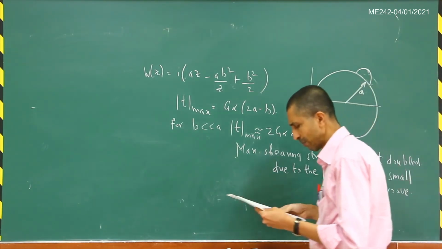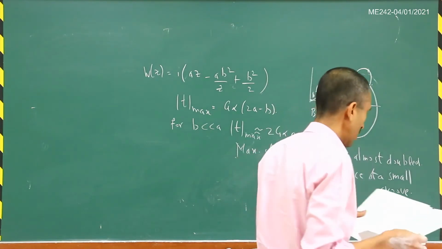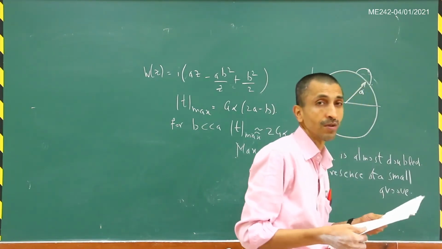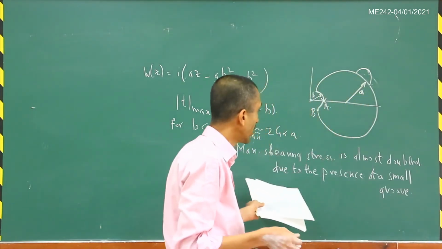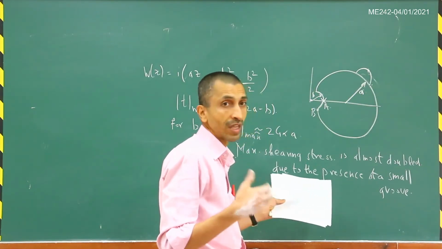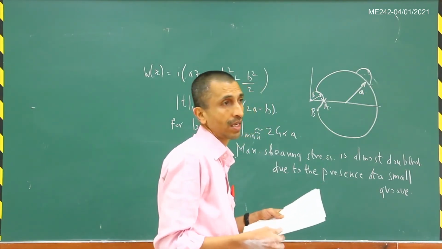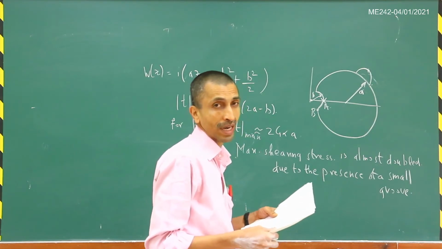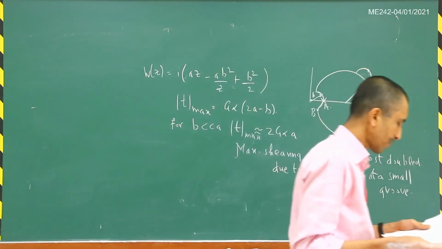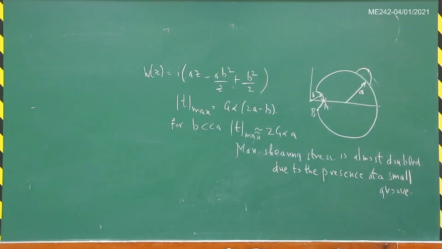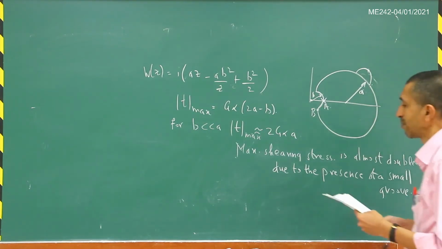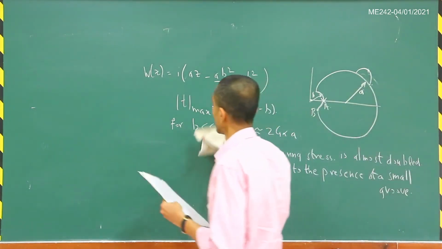So now you will appreciate why mathematical analysis is important, because it gives you an idea about how to design a system in an actual practical situation here. Fine. Now let us look at another interesting example, which is that of a rectangular cross section.